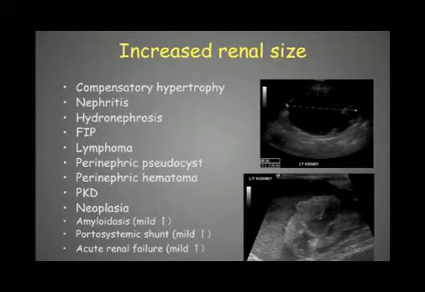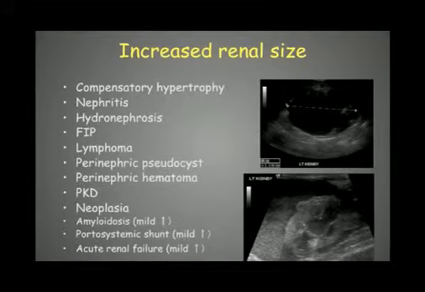But then those increased renal sizes can be due to nephritis, hydronephrosis. Hydronephrosis, we have an example here. The pelvis is so dilated with fluid that the only thing we see of the kidney is just the fluid. We don't see the rest of the normal renal structure. And then it can really become severely enlarged because of this hydronephrosis. We can see that with FIP, lymphoma. That will also create an increased size of the kidney.